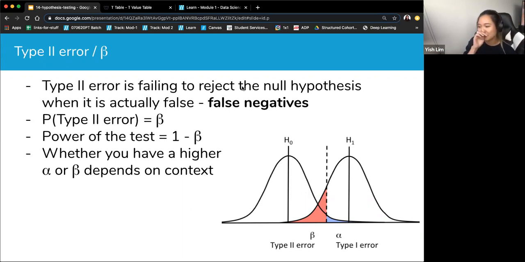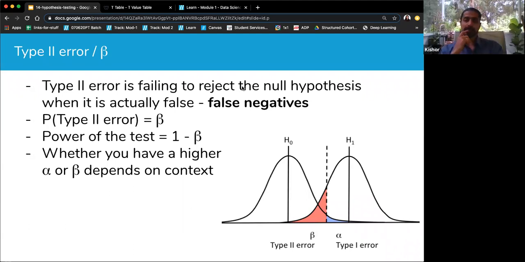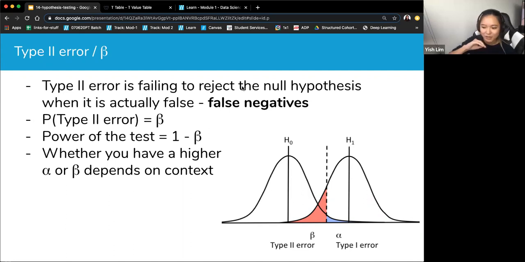This is definitely something that you all have to start thinking about, especially when you're doing your projects. I think less so for the Mod 2 project, but more so for the Mod 3 project. You'll see why later. But whether you want to prioritize alpha or beta really depends on context. There's the case of spam or not spam. If you have a spam filter in your email, would you rather have an important email classified as spam, or a spam email come into your inbox because your email service thought it wasn't spam?